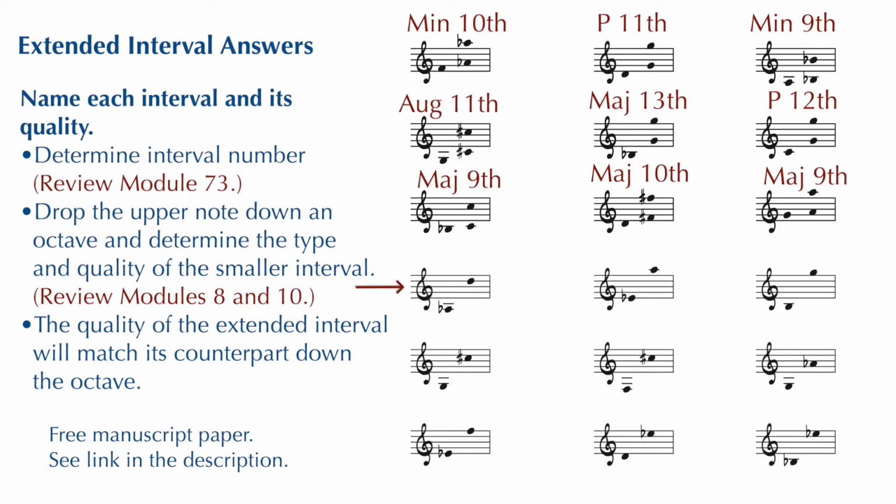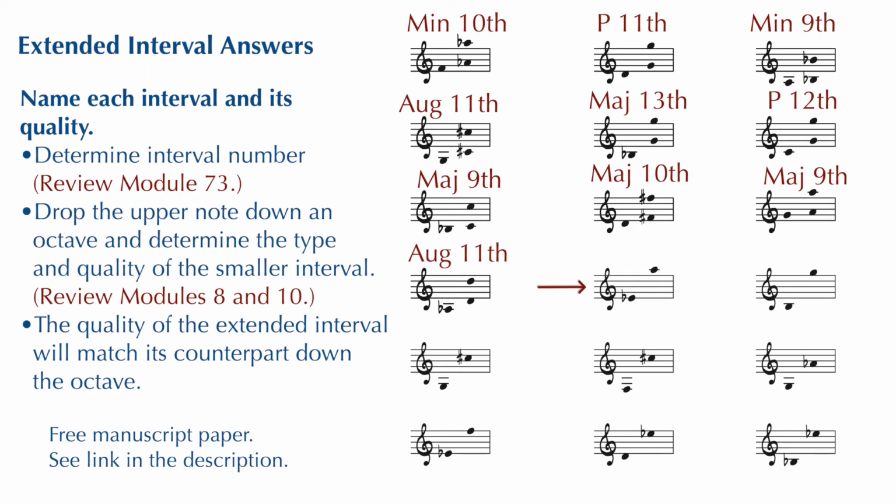Number 10, low A flat to fourth line D. This is going to be some sort of 11th. We take that D and lower it an octave, and we have an augmented fourth. So the extended interval is going to be an augmented 11th.